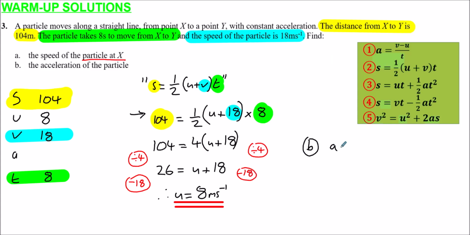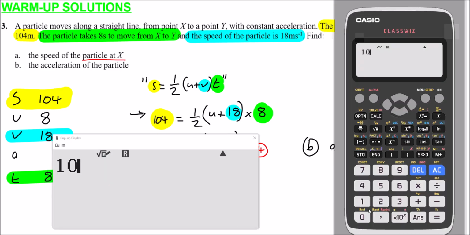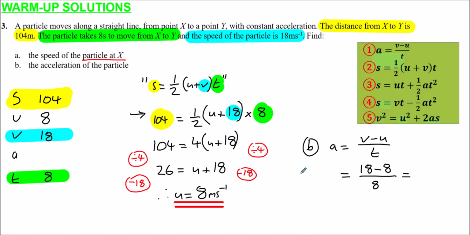So the acceleration is the change in velocity, v minus u, over t. The final velocity is 18. The initial velocity was 8, so 18 take away 8, divided by t, which is 8. So that's 10 over 8. So 10 divided by 8, let's see what that gives us. 10 divided by 8 gives 1.25 meters per second squared.